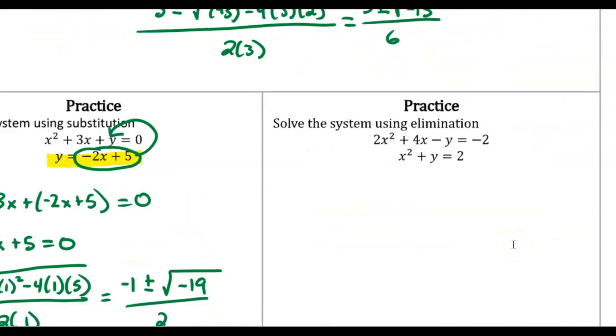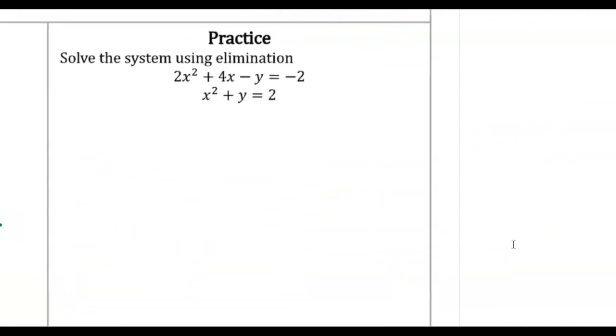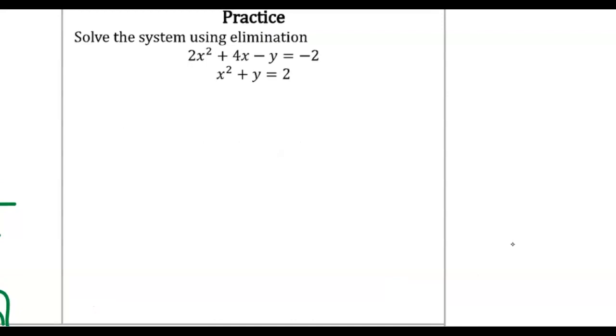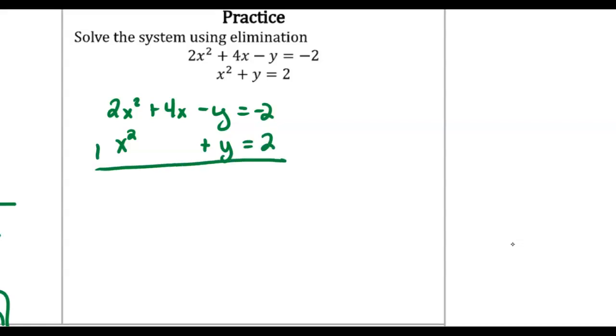So let's look at this one down here. If we look at this, the y values are ready to eliminate. There's a negative y and a plus y. Let's line it up a little bit better. I'm going to rewrite the first equation. On the second equation, I'm going to rewrite it, but I'm going to put the x squared specifically under the 2x squared, and the y underneath the y, so that we don't get mixed up when we're adding it. So we get 3x squared, 4x plus nothing is still plus 4x, the y's eliminate, equals negative 2 plus 2 is 0.